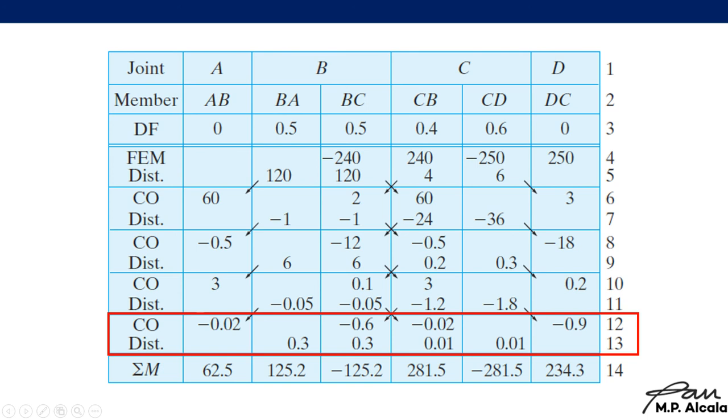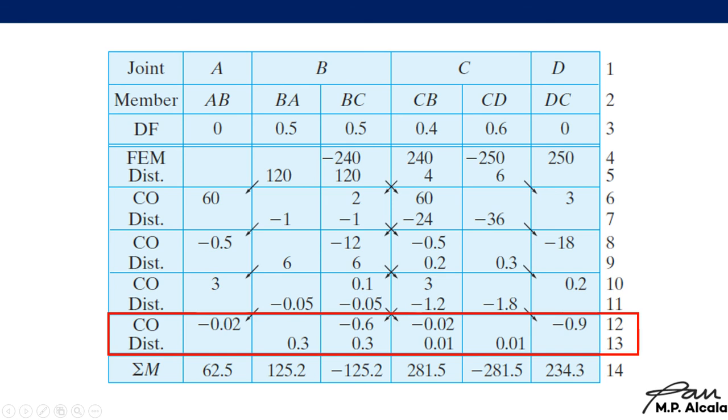already very conservative, maliit na, no? So it's okay to just write this one. And then just carry over again, 0.05 divided by 2, negative 0.02. Negative 1.2 divided by 2, negative 0.6. Negative 1.8 divided by 2, negative 0.9.